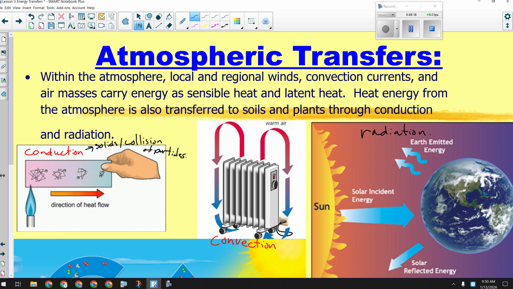Convection only happens in fluids, so that's liquids and gases. Convection is currents that move thermal energy. So hot air rises, cool air descends, that's convection. Anytime a fluid can flow or move, it can transfer heat by convection.